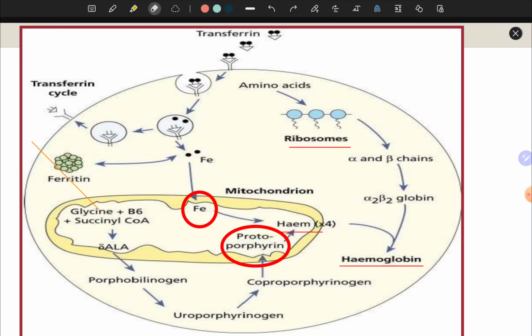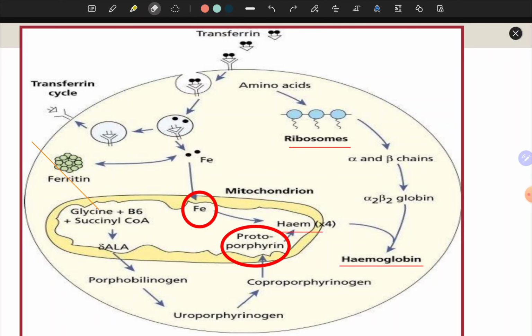So the function will be changed, though not in every mutation. Some mutations wouldn't change the structure and the function of the hemoglobin. Others will. For example, we have hemoglobin C, hemoglobin D, hemoglobin E, hemoglobin O, with different names according to the country that found the mutation. Today it is hemoglobin S. So if there's a mutation changing an amino acid by another one, affecting the function of the hemoglobin, this is called a structural variant hemoglobin, and this is a qualitative defect.